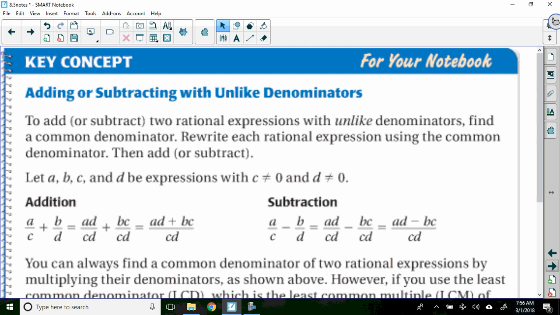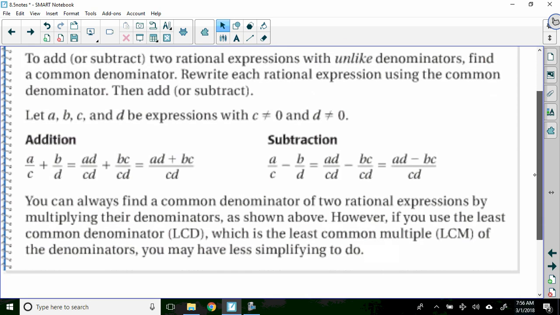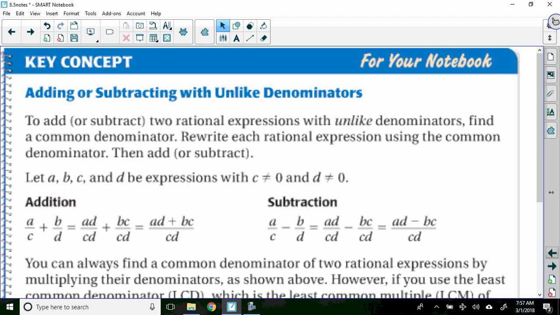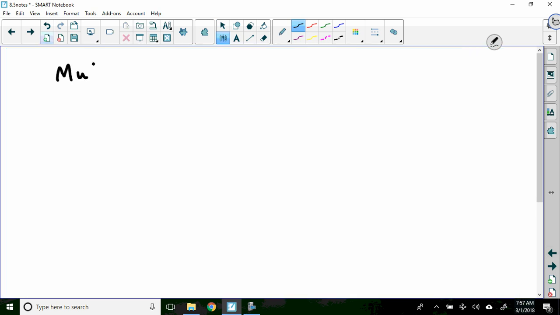So here's where it gets a little tricky. They say if the denominators aren't the same, you have to make them the same. And we've seen that before, so let's jump into one of these. Well, before that, they're going to build up this idea of LCMs. So I better do that too. First of all, we probably better talk about multiples. We probably ought to talk about factors.